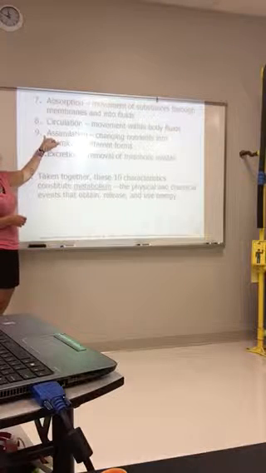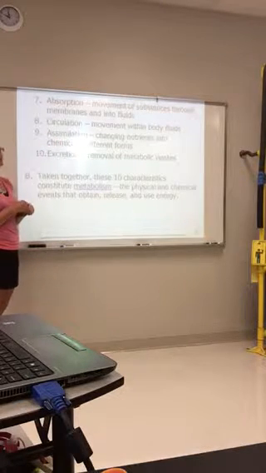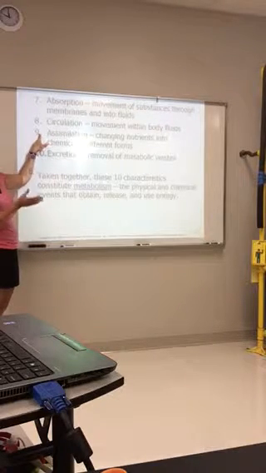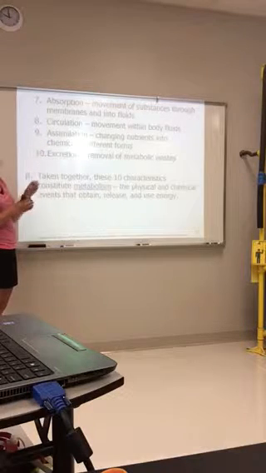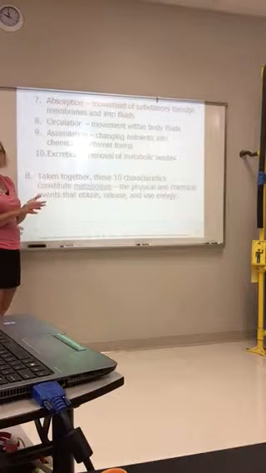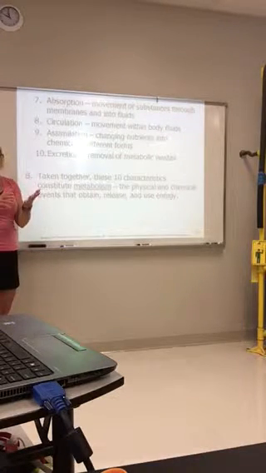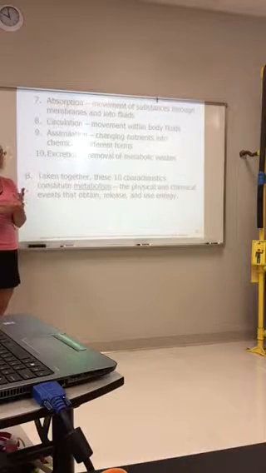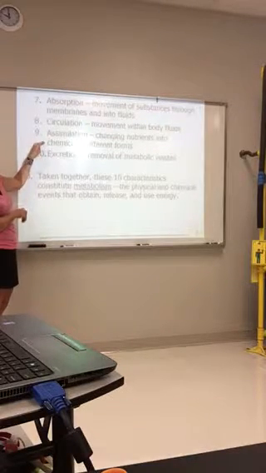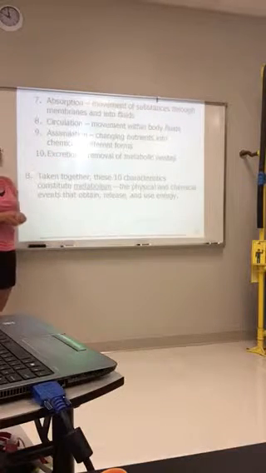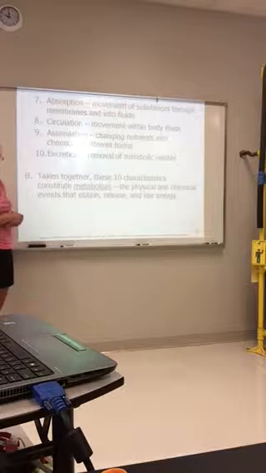Assimilation, that might be a new word. Assimilation is changing nutrients into chemically different forms. So this would go back to when you break down your food, and then it's going to be changed. It might be stored. It might become a waste. So instead of a big chunk of steak, I now have protein. I have some sugars out of my steak. It's going to be different forms. And then excretion is how we get rid of our waste. So breathing, urinating, sweating, all of those would be examples of excretion or getting rid of waste.